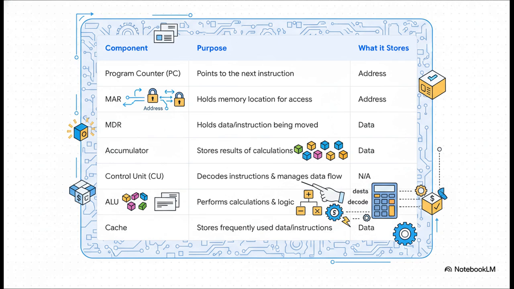Now pay close attention to that last column. The program counter and the MAR both store addresses. They are all about location. But the MDR, the accumulator, and the cache, they hold the actual stuff, the data or the instructions themselves. And of course, the CU and the ALU don't store anything. They're the doers, the manager, and the calculator. Knowing the specific job of each part, and whether it holds an address or data, is absolutely crucial.